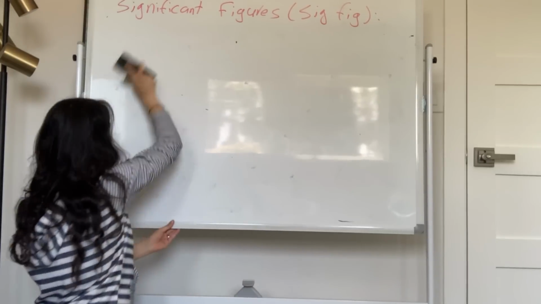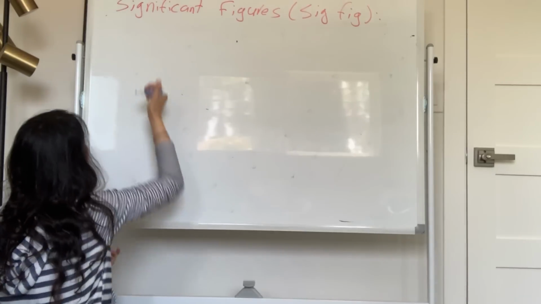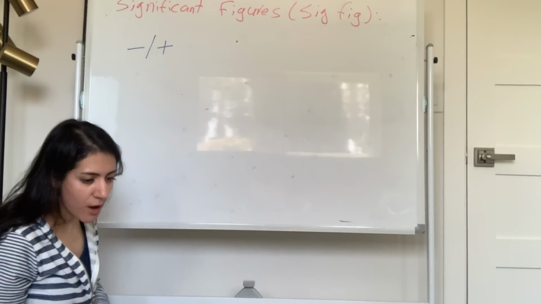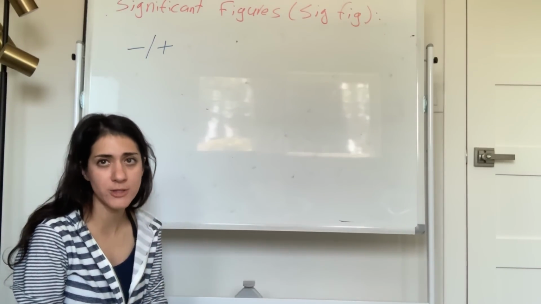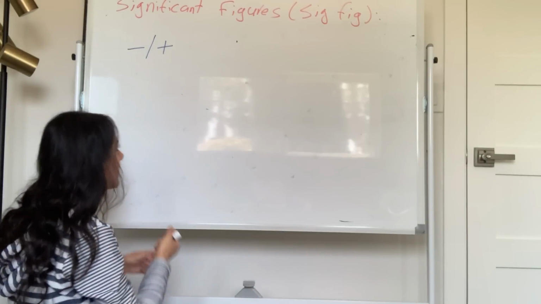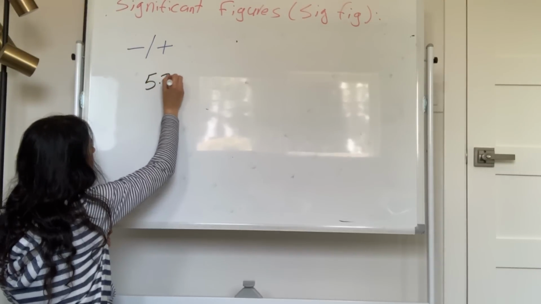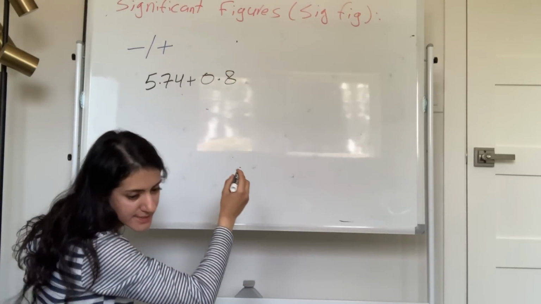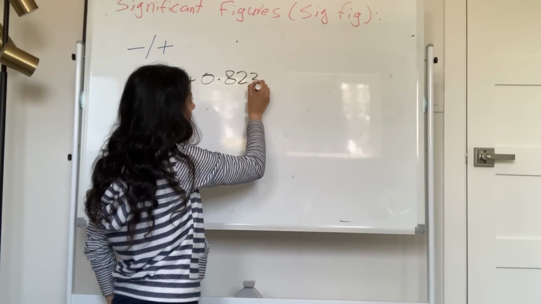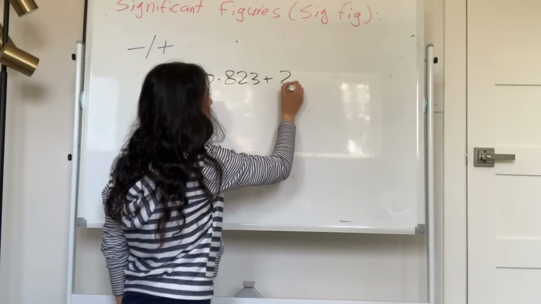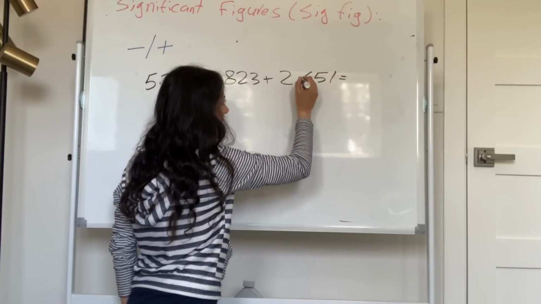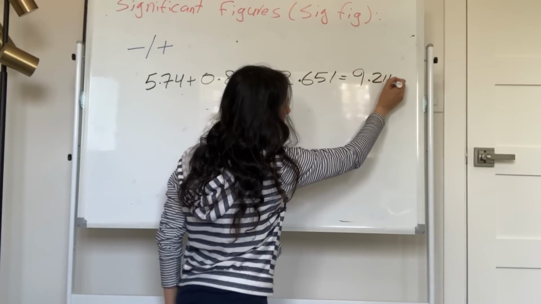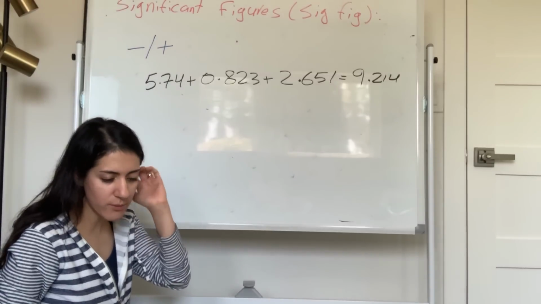The next one is a little bit tougher. Multiplication and division is the easier part. The tougher part is subtraction and addition. You don't just go with the lowest number of significant figures. It's a little bit more complicated. I want to show you with a practice problem. 5.74 plus 0.823 plus 2.651. If you put this in your calculator, it's going to give you 9.214. Now the question is, how do I report this?